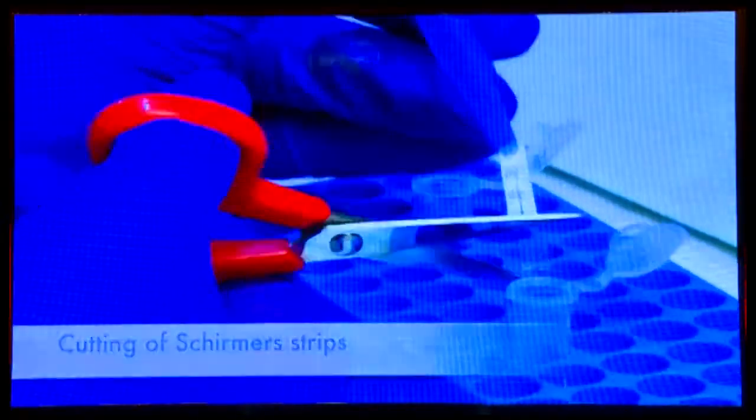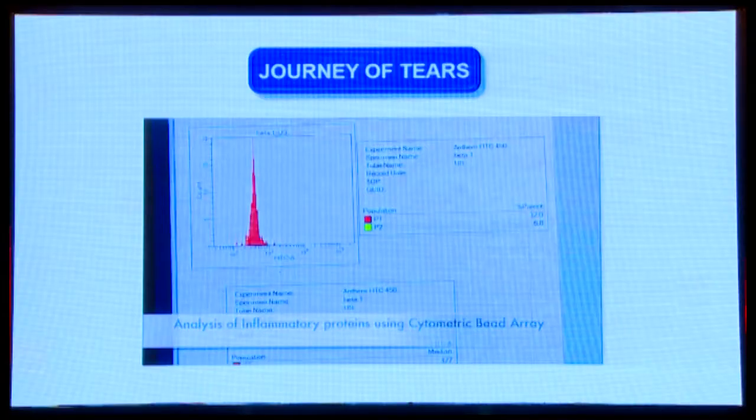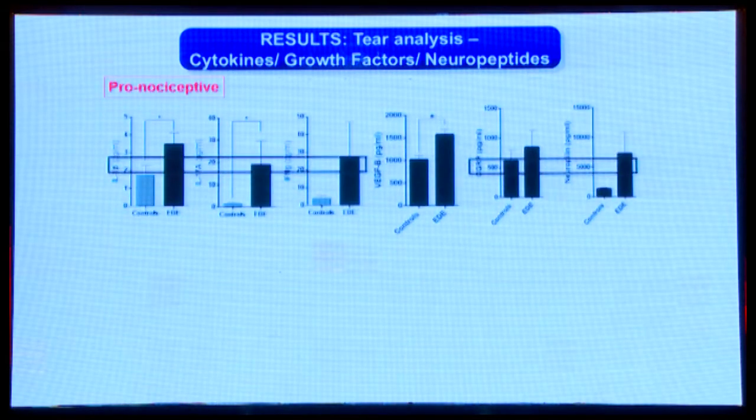When we talk about the molecular analysis of the tears, first let us go through the journey of the tear in Narayana Nethralaya. Basically, the tears are collected in the clinic. They are sent to the lab by maintaining a cold chain. They are stored at -80 degrees centigrade, and later on, after centrifugation, they are studied by the lab people for the molecular analysis. In this, what we saw is that the pro-nociceptive factors like interleukin 1 beta, interleukin 17A, IFN-gamma, the growth factors like VEGF-B and the neuropeptides like CGRP were increased in dry eye patients.